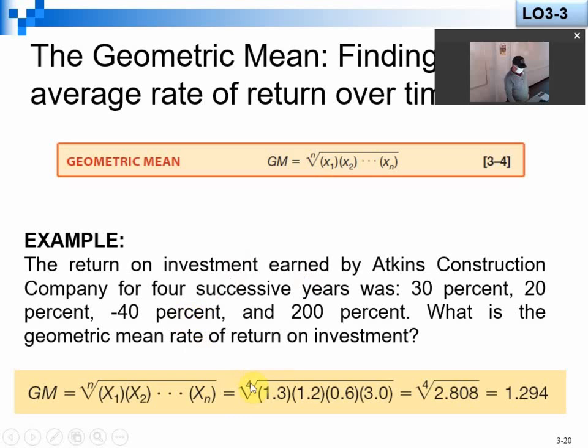So the geometric mean, again, this looks pretty daunting. You take the fourth root of your numbers to determine what your rate of return might be in that case, okay? That looks a little bit daunting. It's really not that difficult. I'll show you some ways in Excel that we can do square roots, fourth roots, those types of things.